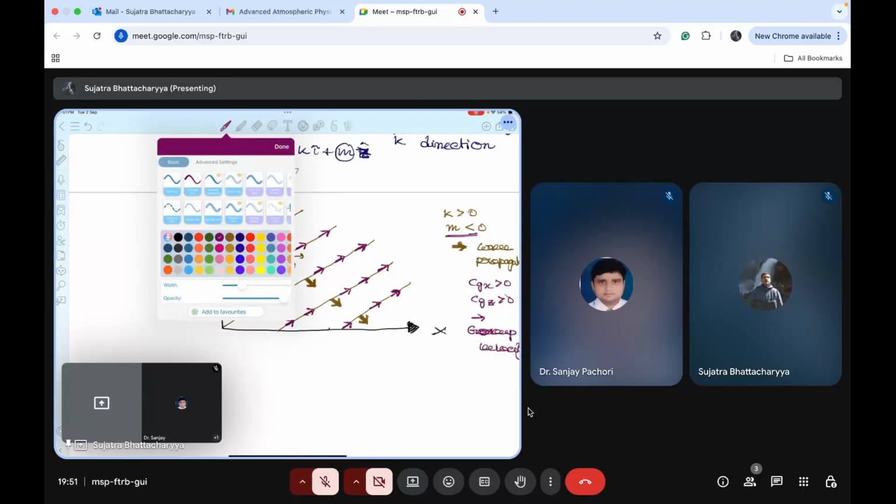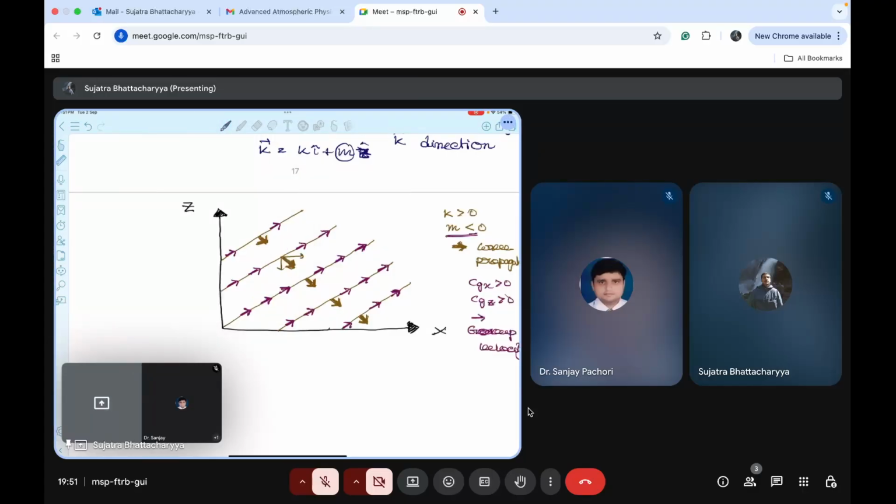Suppose we have this as low, this as high, this as low, this as high, low, and high. So low means your P dash is less than 0, perturbation. So P dash is greater than 0, P dash is less than 0, P dash is greater than 0, and like that. Okay. This is the case.